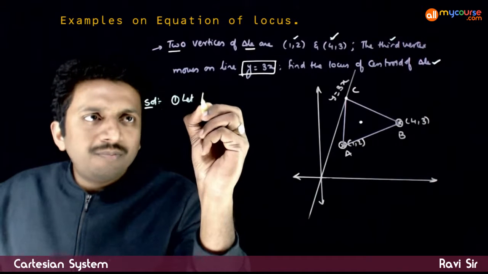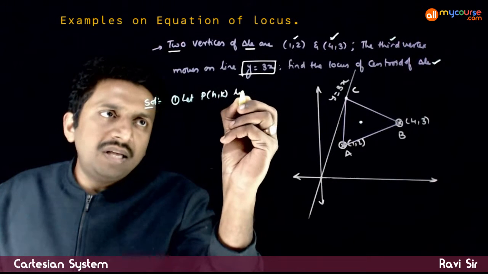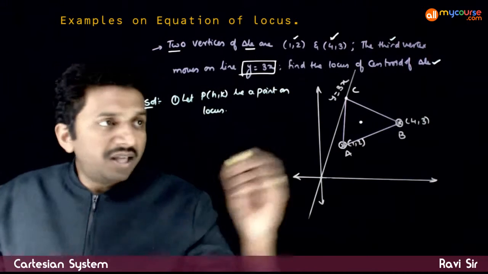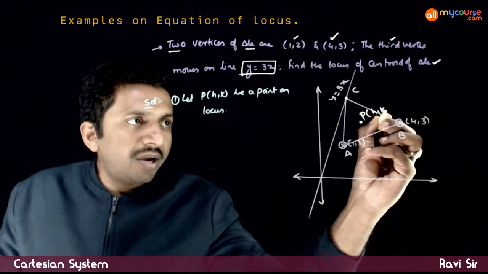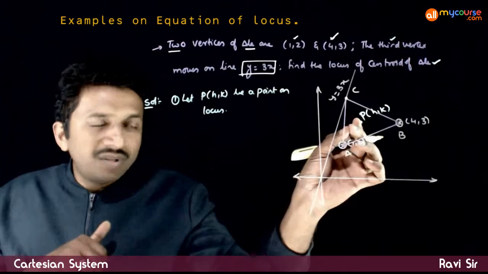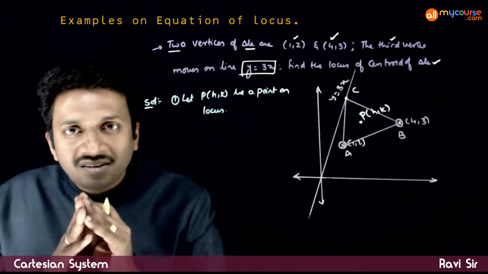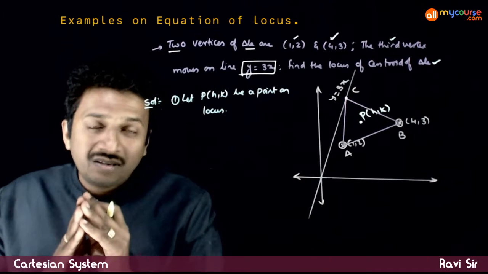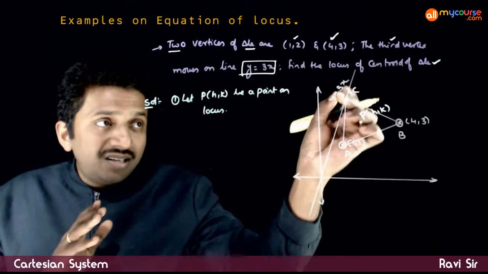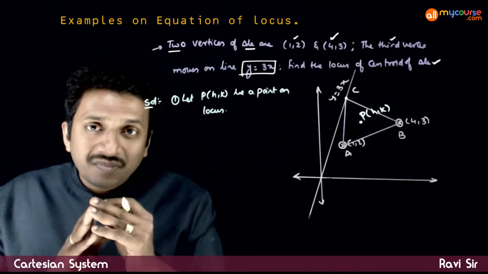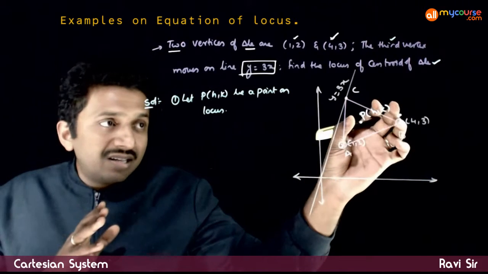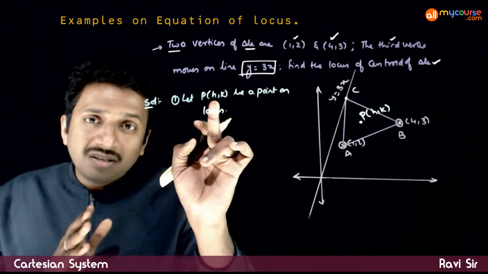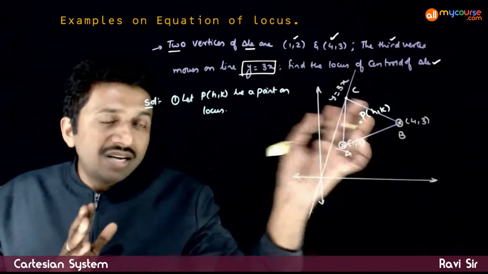So let P(h, k) be a point on the locus. If P(h, k) is a point on the locus, it has to be the centroid of this triangle for some position of C. Now, as you can see, the position of C is changing. If you want to construct the condition on (h, k), we know the condition satisfied by (h, k): it is the centroid of this triangle.